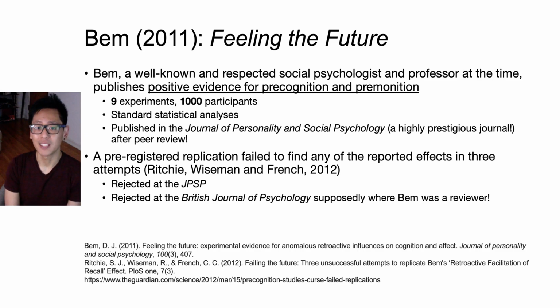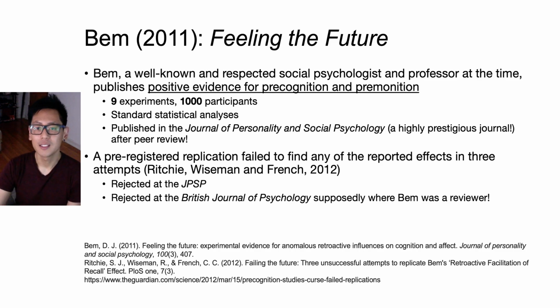And here I've also highlighted on the slide a pre-registered replication which failed to find any of the reported effects in 3 attempts. This was by Ritchie, Wiseman, and French. What's also shocking about this pre-registered replication was that it was rejected at 4 journals. It was rejected at the Journal of Personality and Social Psychology, where the original Bem 2011 paper was published. It was also rejected at the British Journal of Psychology, supposedly where Daryl Bem had been one of the reviewers.